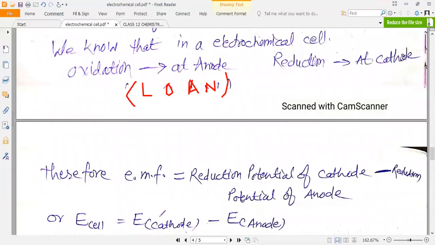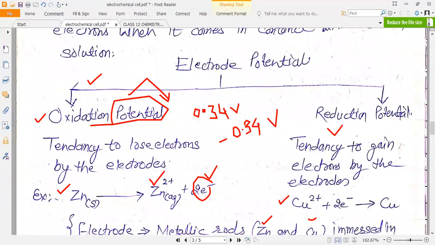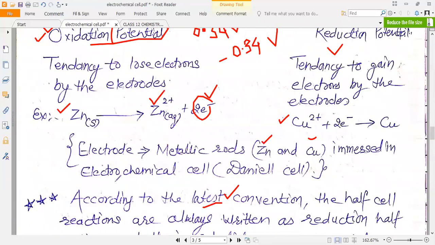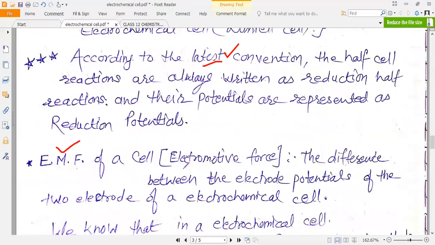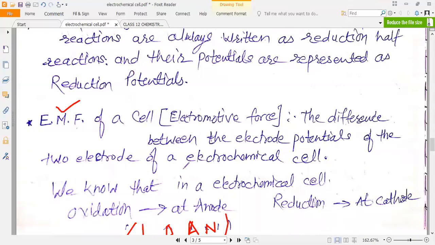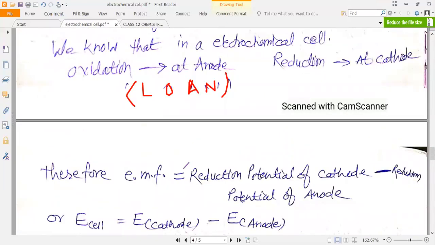Now the EMF may be written as the reduction potential of the cathode minus the reduction potential of the anode. Simply, the anode portion has oxidation potential, but as we discussed here, according to the latest convention, oxidation potential is also written in the form of reduction potential only. So the definition of EMF will be reduction potential of the cathode side minus reduction potential of the anode.